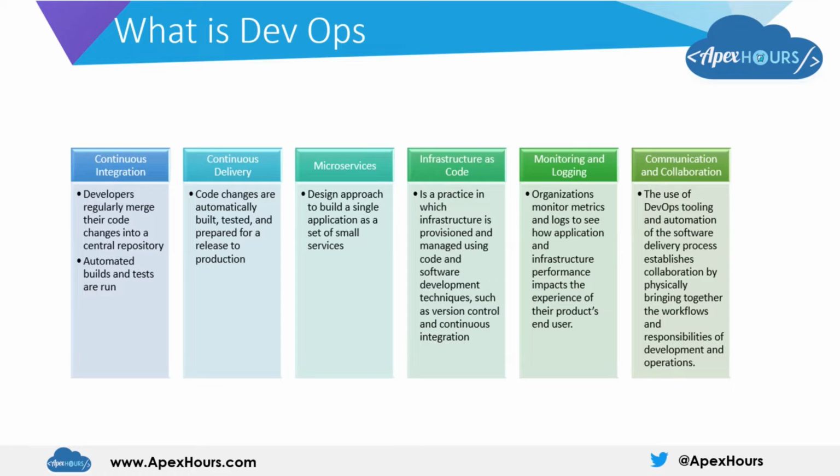The next part is monitoring and logging. It is mainly to see how well your application is performing, and there are many tools available in the market to support that. And the last part is communication and collaboration. This is also an important part of DevOps, because when we are implementing a project, there are different stakeholders who are part of that project.